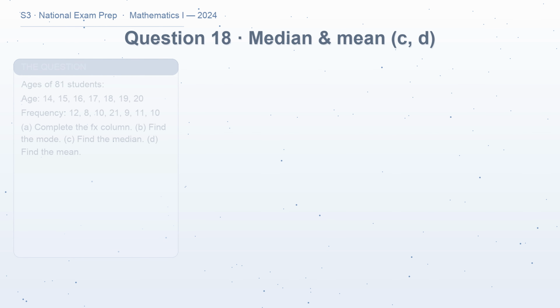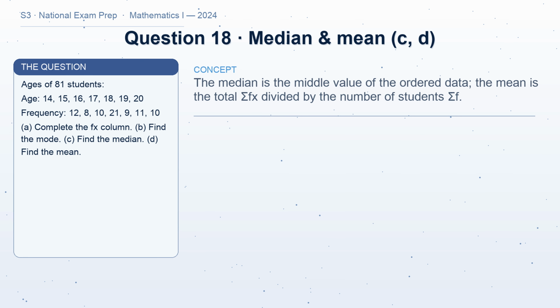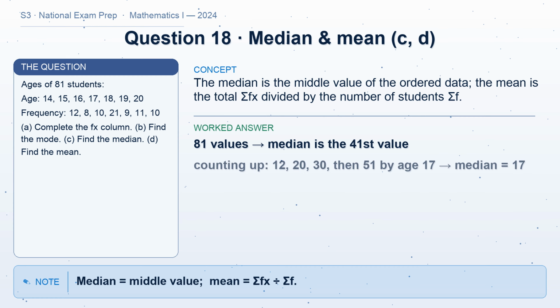Question 18, parts C and D. Now find the median and the mean. The median is the middle value once the ages are in order. With 81 students, the middle one is the 41st. Counting the frequencies, 12, then 20, then 30, and by age 17 we have reached 51, so the 41st student is 17. The median is 17.